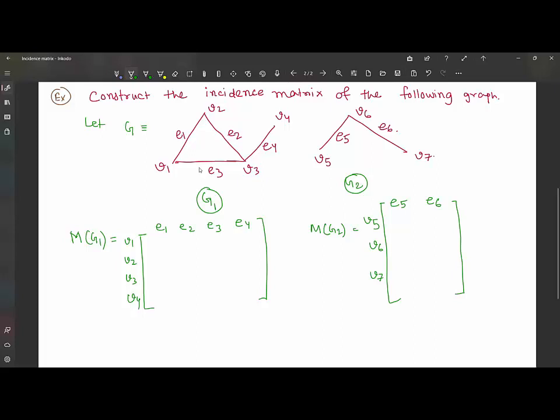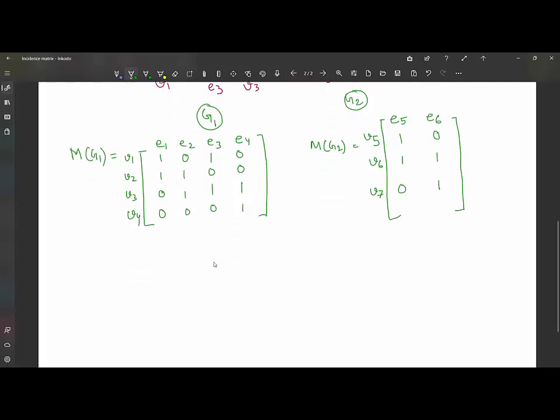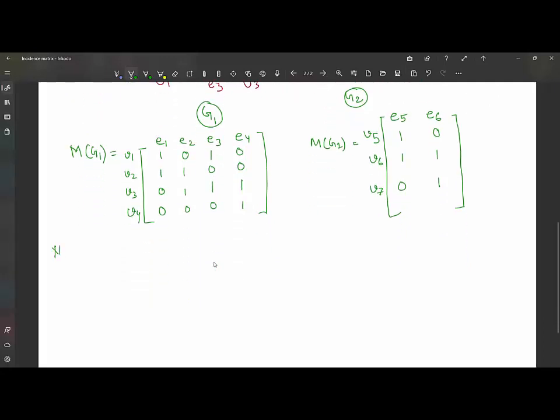So what is the value for E1? E1 is connected with V1 and V2, so put 1 here, 1 here, and every other value is 0. E2 is connected with V2 and V3, so 1 here and 1 here, and every other 0. E3 is connected with V1 and V3, and the other two values are 0. E4 is connected with V3 and V4, and other values 0. Also for G2, E5 is connected with V5 and V6, and this is 0. E6 is connected with V6 and V7, and this is 0. So that's the matrix for M of G1 and M of G2. Now the incidence matrix for the graph G.